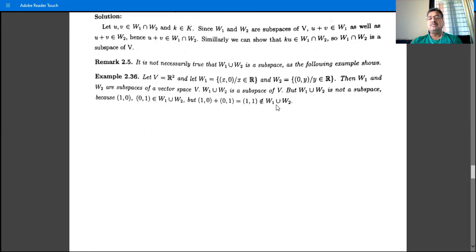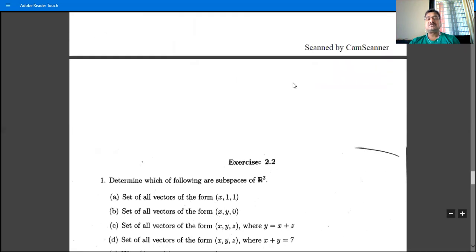So if the element (1,1) belongs to W1 union W2, then either (1,1) belongs to W1 or W2, but (1,1) does not belong to W1, does not belong to W2, and therefore does not belong to W1 union W2. Therefore W1 union W2 is not closed for addition, and therefore it is not a subspace of V. W1 and W2 both are subspaces of V, but their union is not a subspace of V. So this counterexample shows that if W1 and W2 are subspaces of V, then their union is not necessarily a subspace of that vector space V.